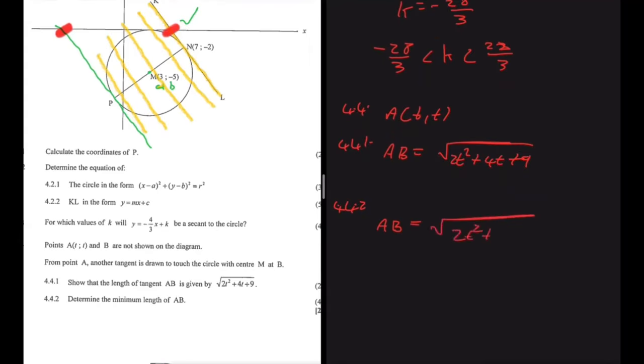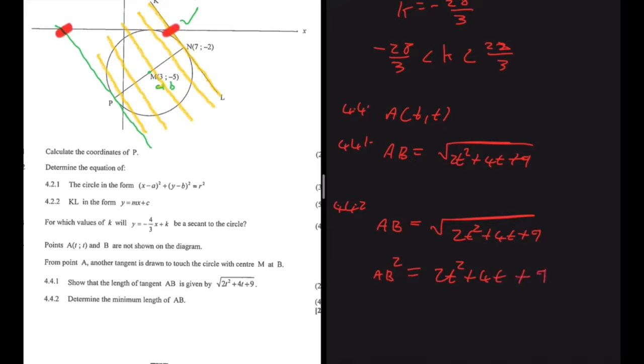the square root of 2t squared plus 4t plus 9, right? Because we have a square root here and I don't like dealing with square roots, I'm going to square both sides, so that I can easily digest the problem. So I will have AB squared being equal to 2t squared plus 4t plus 9.